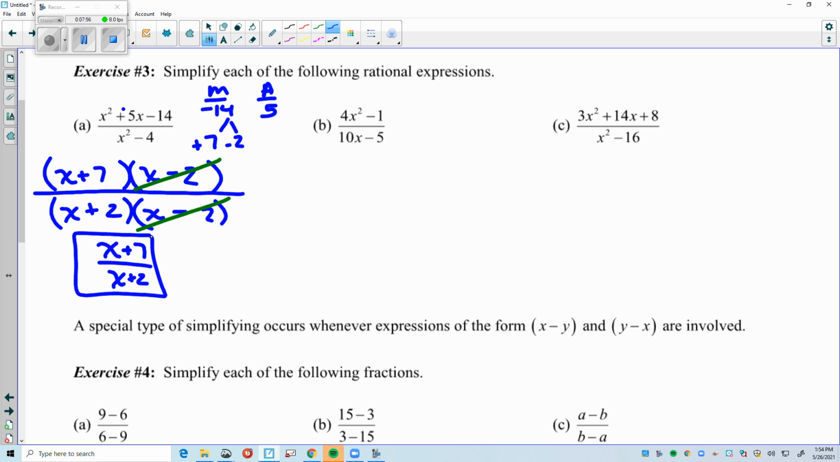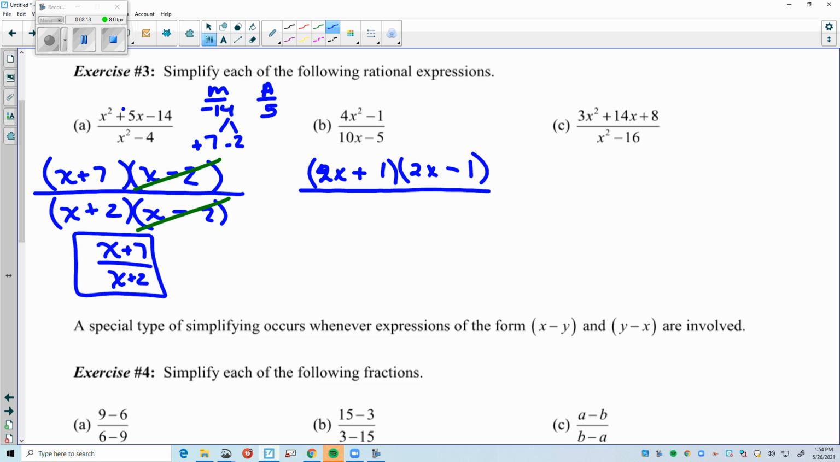Okay, we try letter B. And letter B, again, difference of perfect squares. Okay, so if I square rooted the 4x squared, I would get 2x. If I square root 1, I get 1. 1 is positive, 1 is negative.